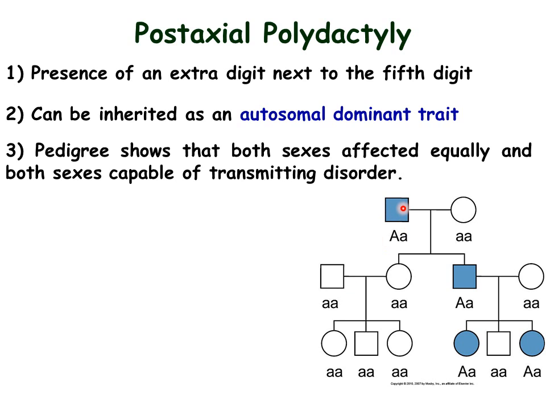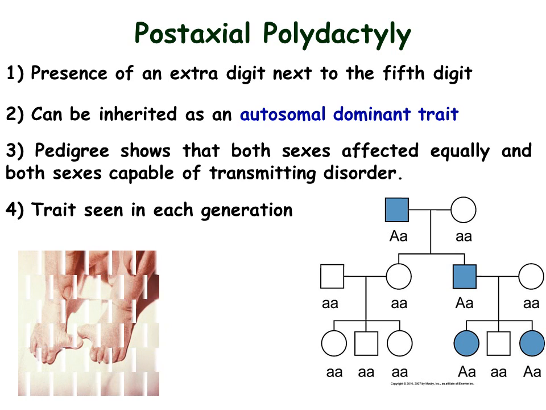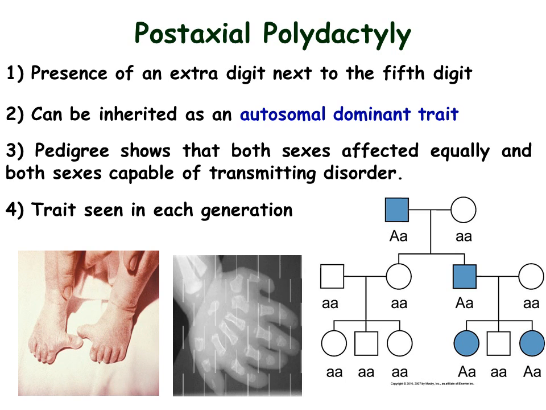So here is a heterozygous father and a normal homozygous mother, and of course we've got a father who is affected and marries a normal woman, but now they have affected women. And of course then now these ladies will be able to pass it on as well. Another thing that's important about autosomal dominant is to realize the traits are seen in each generation. And here's just where we get the extra digit. And in this other picture, you actually see the bones, which is kind of cool.